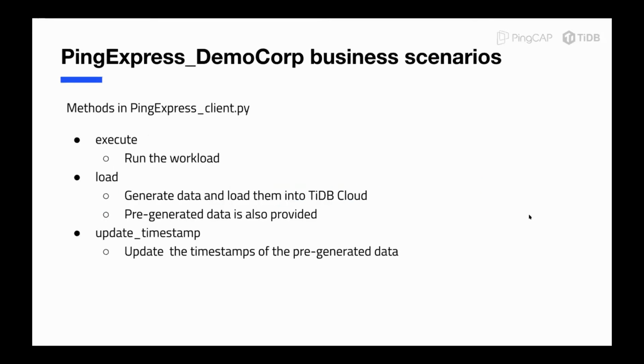Cool. If you walk through the whole tutorial by yourself, there will be 3 methods. Execute is the only method we are going to use in the demo today. It just executes the program, which mimics 50 clients updating the table. We also have load, where you can load your data. You can also use pre-generated data, which is already available on S3, and you can also update to your timestamp. The pre-generated data was generated about 3 months ago.